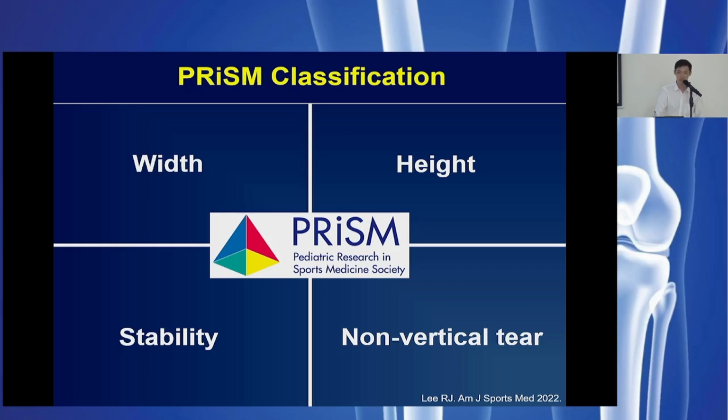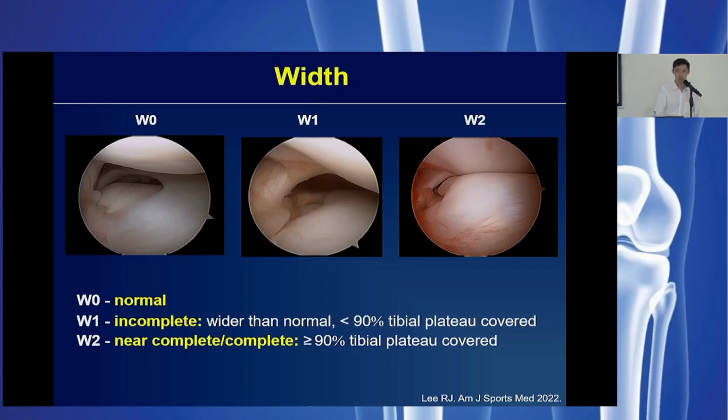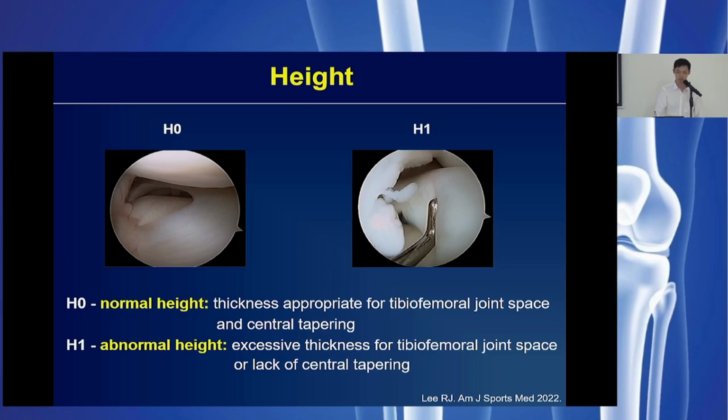And vertical tear. The first is width, which is divided into incomplete and complete, with the cut-off value being 90% of the total coverage. Height is divided into normal and abnormal height. Normal height is when the meniscal thickness is appropriate with distinctive tapering, and abnormal height is when the meniscal thickness is excessive with horizontal tapering.